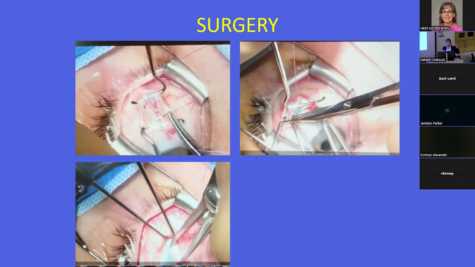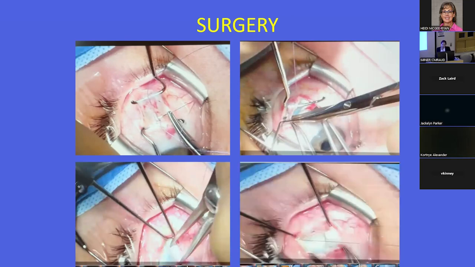So when we measure the patient, then we use tables to see how much we're going to do the recession, for example, in this case. We mark with a caliper, and then we secure that muscle at the new spot. So if you look here, this is the original insertion of the muscle, and this is what we recessed. We secure the muscle to the globe, and then we close conjunctiva. Basically, that is the surgery.